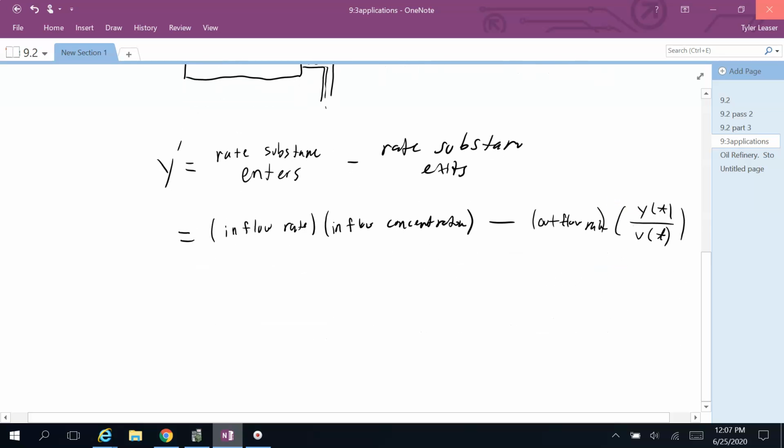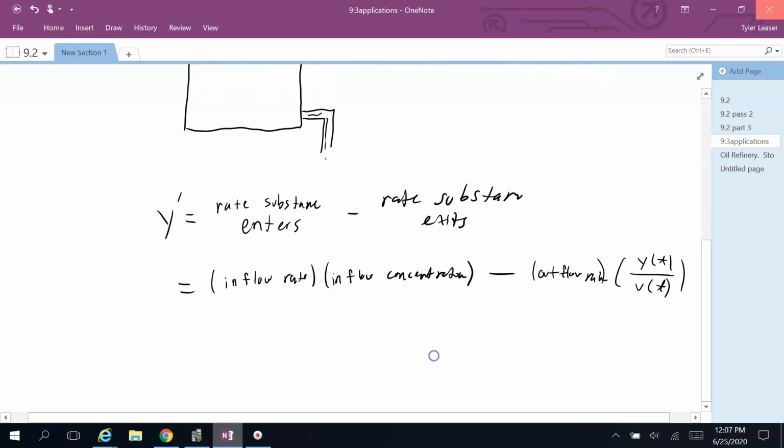Okay, so that's going to be our formula. The derivative is the inflow rate times the inflow concentration, almost always both constants, minus the outflow rate, usually a constant, times the outflow concentration. That's the concentration of the liquid at any given time. So let's jump into an example.